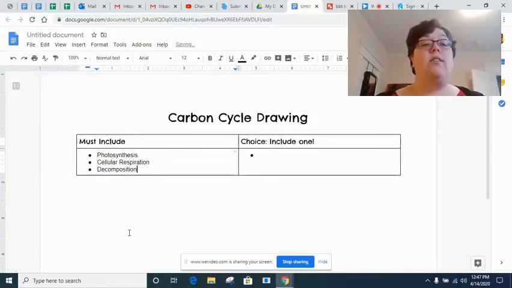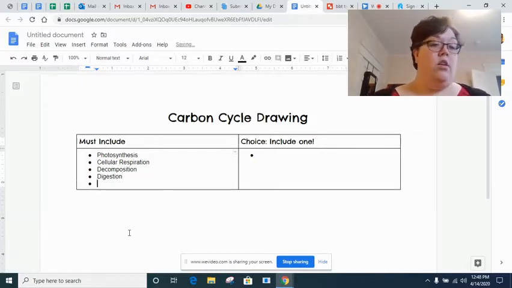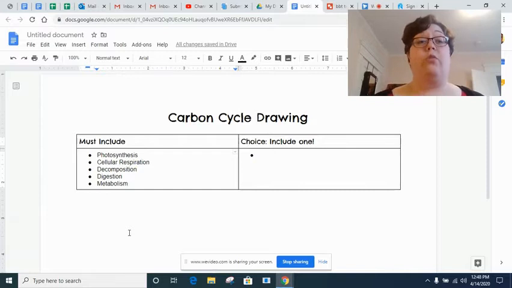You've got to show decomposition and digestion, meaning you've got to show some kind of living thing being broken down and its carbon becoming part of the soil or its surroundings. And you have to show living things consuming other living things and digesting them to get sugar and therefore energy. You've got to show metabolism, meaning you've got to show a living thing using energy to do something.